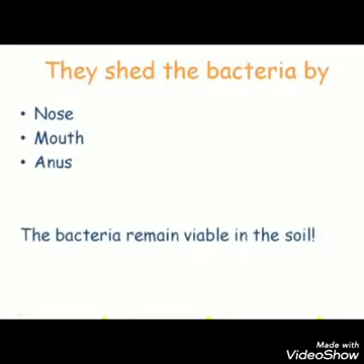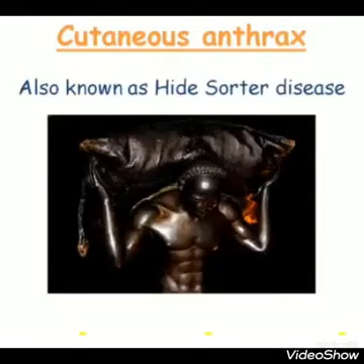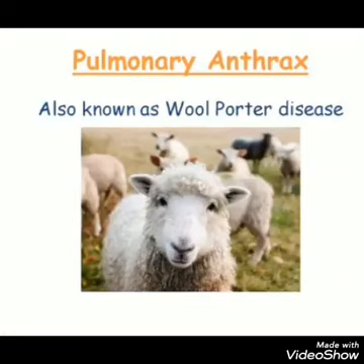Now when any animal like sheep or cattle is infected with this bacteria, they shed the bacteria through the nose, mouth and anus. Then this bacteria remains viable in the soil and further proliferates and forms more spores. Now, types of anthrax. The first one is cutaneous anthrax, also known as hide sorter disease. It is caused when people come in contact with infected dead bodies of animals or human beings, like cattle and sheep carrying anthrax bacilli, when someone picks up those dead bodies.